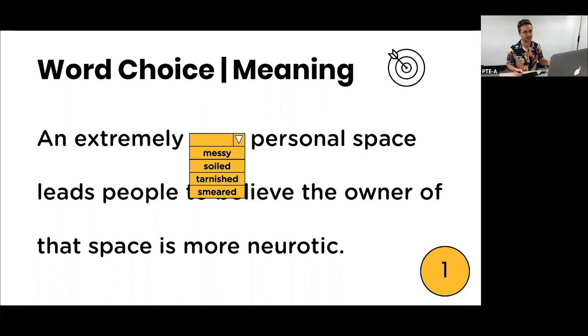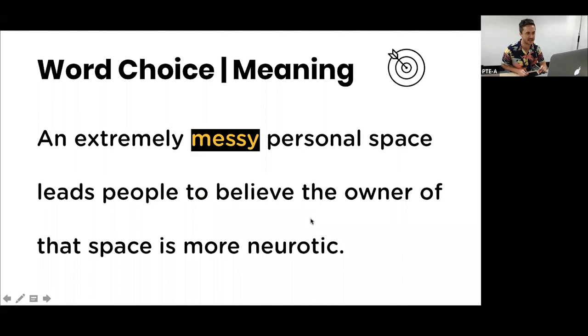We're talking about this noun, space, or personal space. What word do we use when we're talking about somebody's room or space? Correct. Everyone's got it. Messy. Well done. So the answer there is messy, an extremely messy personal space.